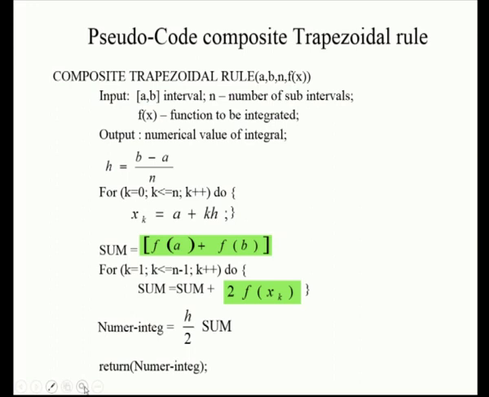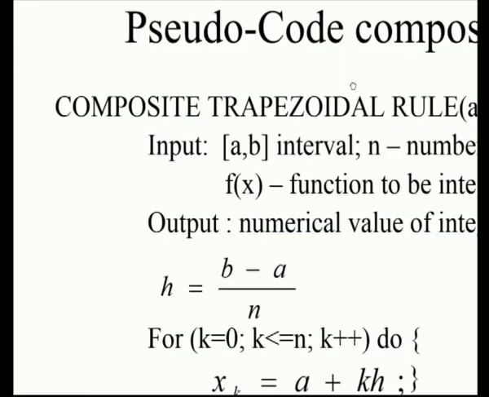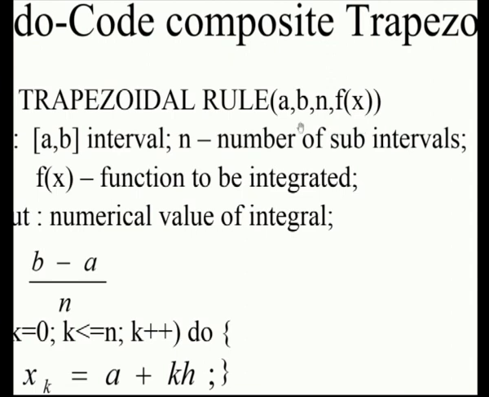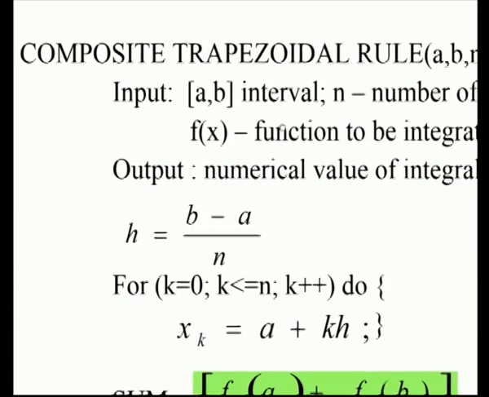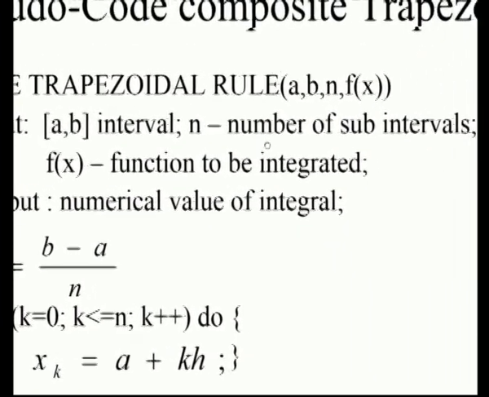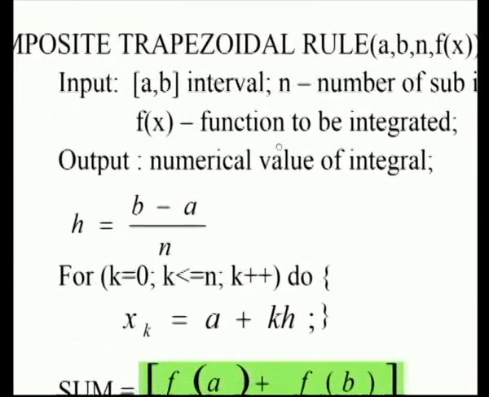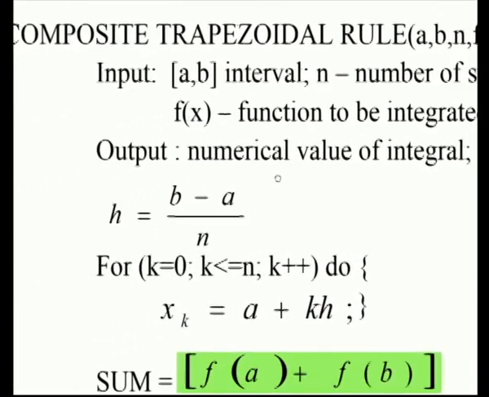This is the pseudocode for the composite trapezoidal rule. You can see that the inputs are a, the left end point, and b, the right end point of the interval over which we are integrating the function f, and n, the number of sub intervals. So, the inputs are the interval a b, n the number of sub intervals, and f of x, the function to be integrated. The output is the numerical value of the integral.